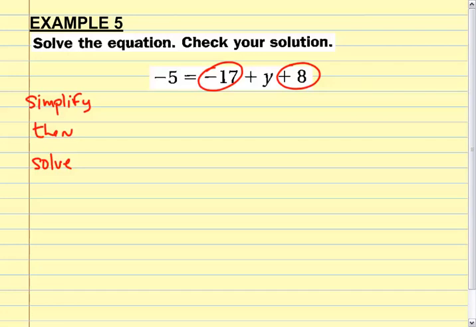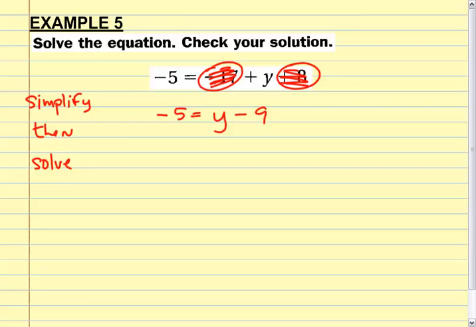What do I get when I put them together, Daniel? Negative 9. So I got negative 5 is equal to positive y, negative 9. Is that right? Okay. Yeah. These two things canceled out and we got negative 9?